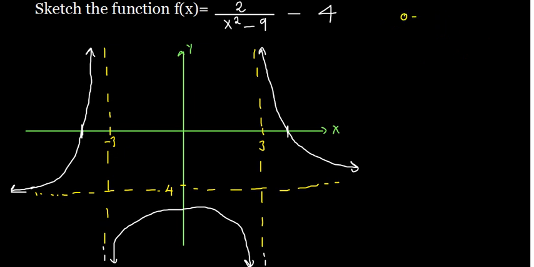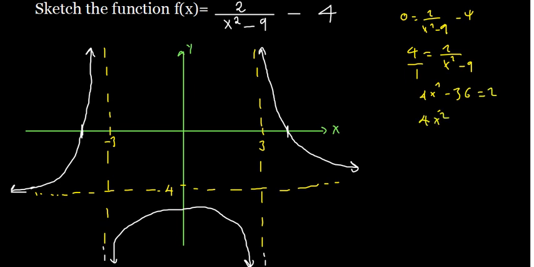We have 0 = 2/(x² − 9) − 4. Take 4 to the other side: 4 = 2/(x² − 9). This is over 1. Cross multiply: 4x² − 36, since we multiply 9 by 4 to give 36, is equal to 2. Bring 2 to this side and we have 4x² − 38.